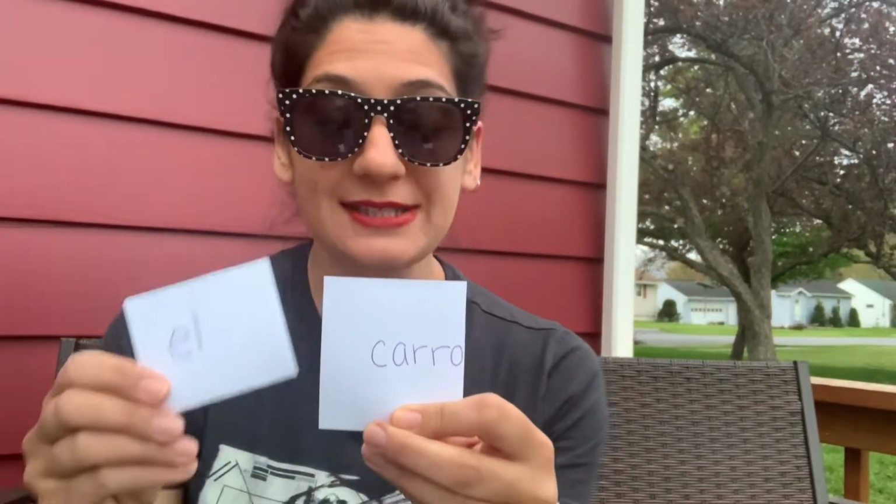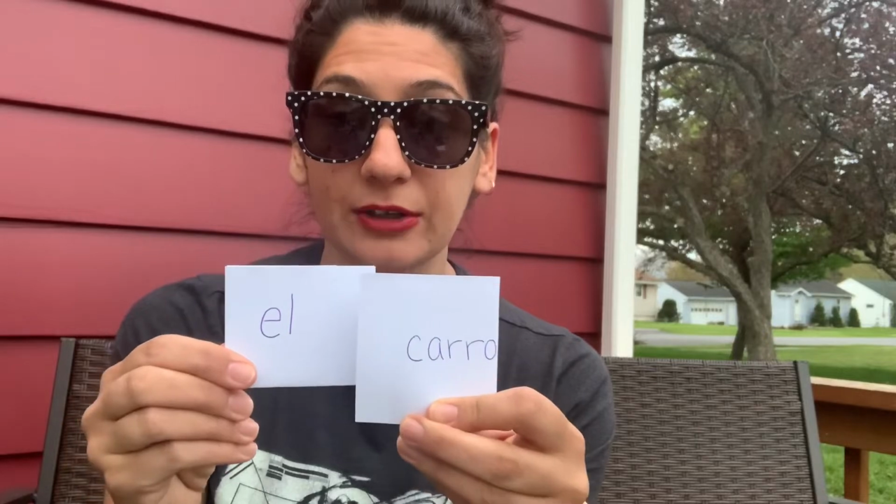So we've been talking a little bit about articles, the words for the, a, and, or some. El, la, los, and las. And a lot of times people get really confused. How do I know which one goes with each word? Well, you can start off with the most basic rule. If a word ends in O, like carro, that's going to be masculine. It ends in an O. So the article that goes with it is el carro.